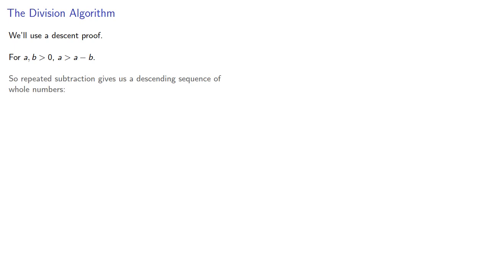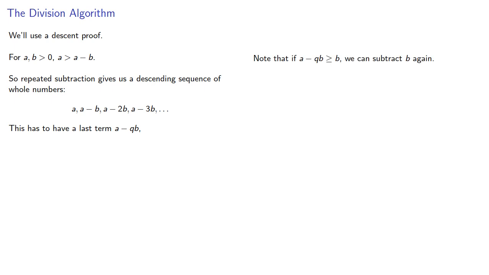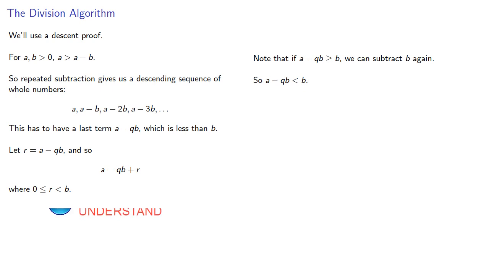So repeated subtraction gives us a descending sequence of whole numbers. This has to have a last term, a minus qb, because if a minus qb is greater than or equal to b, we can subtract b again. So we know that this last term has to be less than b, and so we'll let r be a minus qb, and so a is qb plus r, where r is greater than or equal to 0, but strictly less than b.